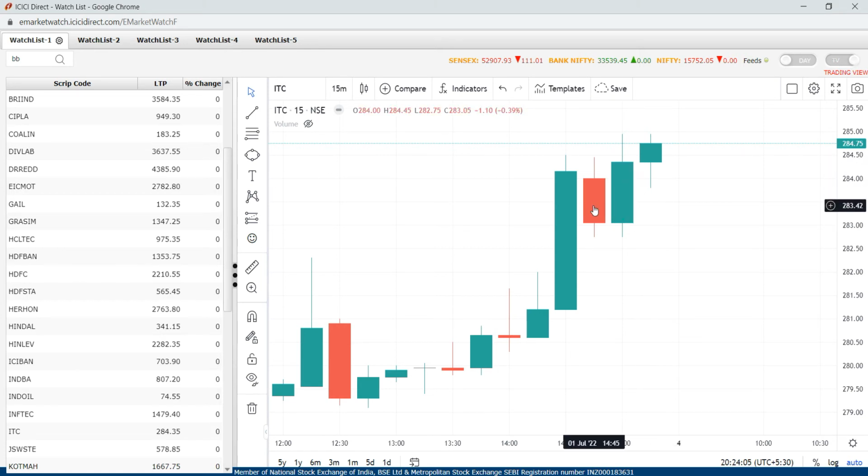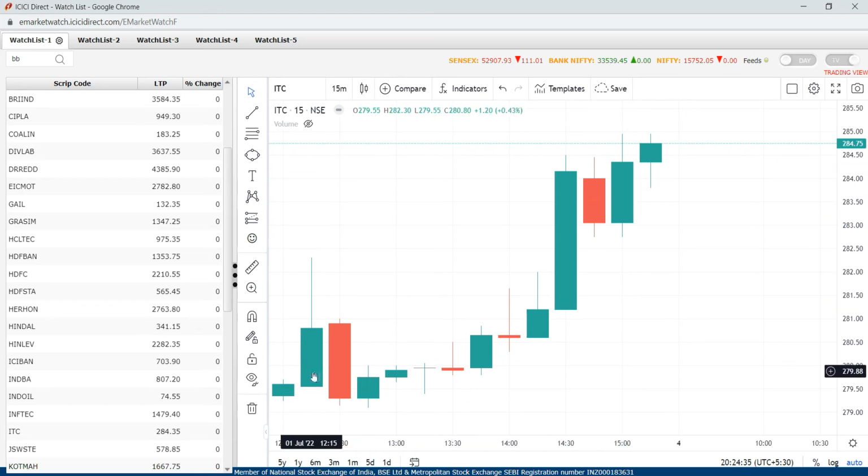So let's understand why this was a red candle. Similarly, the opening of this candle was 284 and the closing was 283, meaning it opened higher and closed lower. That is why this is a red candle. The opening was higher than the closing. So hope you understand how it is formed, green or red.